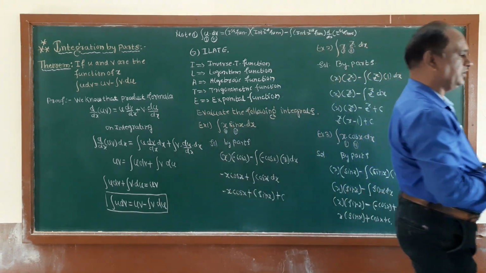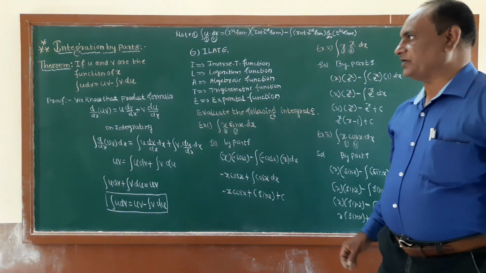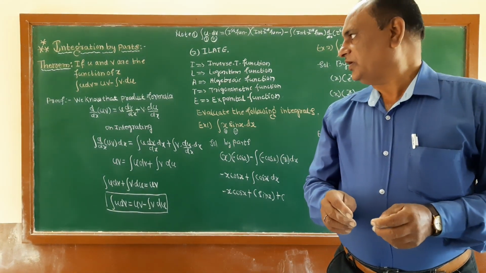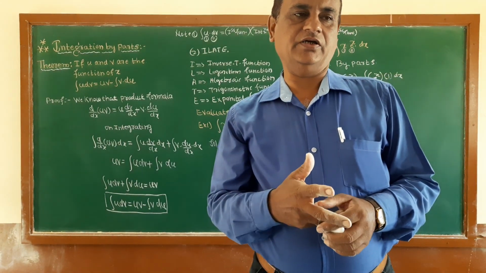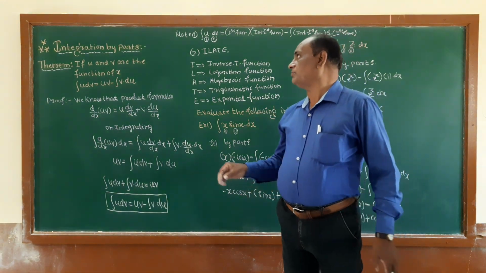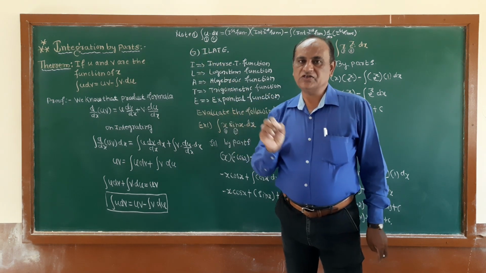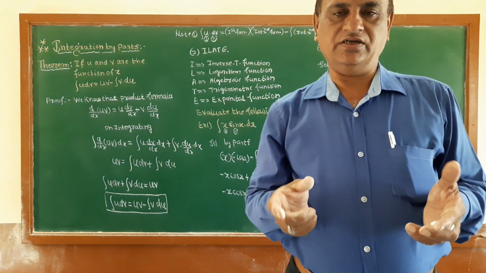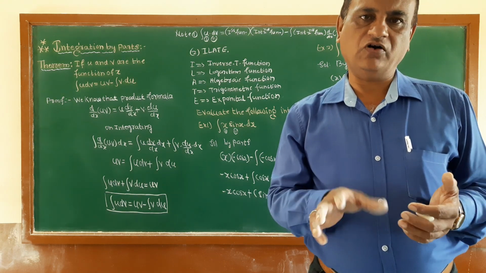Okay. So in this part, the integration by parts theorem, the proof of the theorem, then the working rule for how to evaluate problems depends on integration by parts. To write an integration by parts problem, remember this formula: first function into the integral of the second, minus under the integral sign, the integral of the second into the derivative of the first function. So this is the working rule formula.